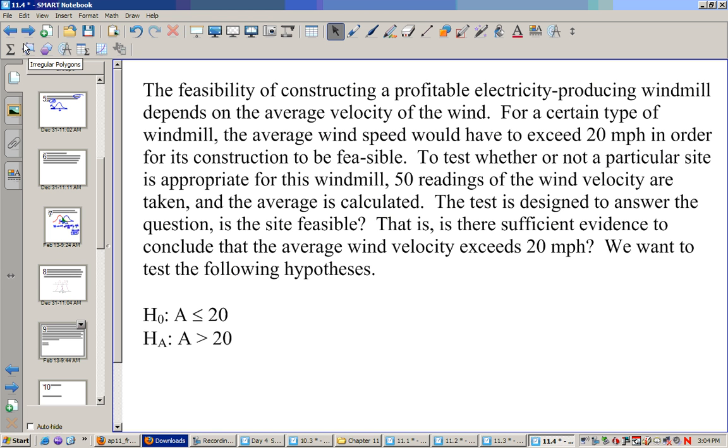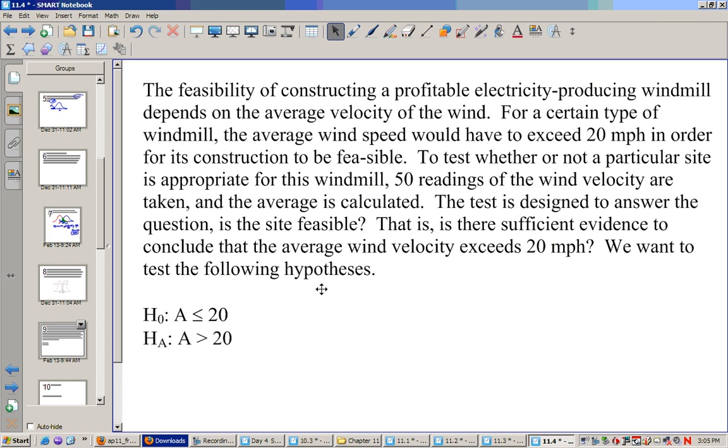Here's another example. The feasibility of constructing a profitable electricity producing windmill depends on the average velocity of wind. For a certain type of windmill, the average wind speed would have to exceed 20 miles per hour in order for its construction to be feasible. To test whether or not a particular site is appropriate for a windmill, 50 readings of wind velocity are taken and the average is calculated. The test is designed to answer the question, is this site feasible? That is, is there sufficient evidence to conclude that the average wind speed exceeds 20 miles per hour?